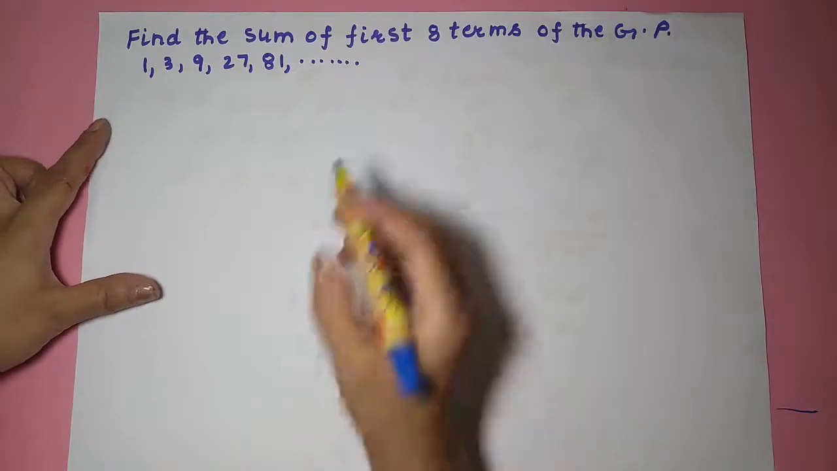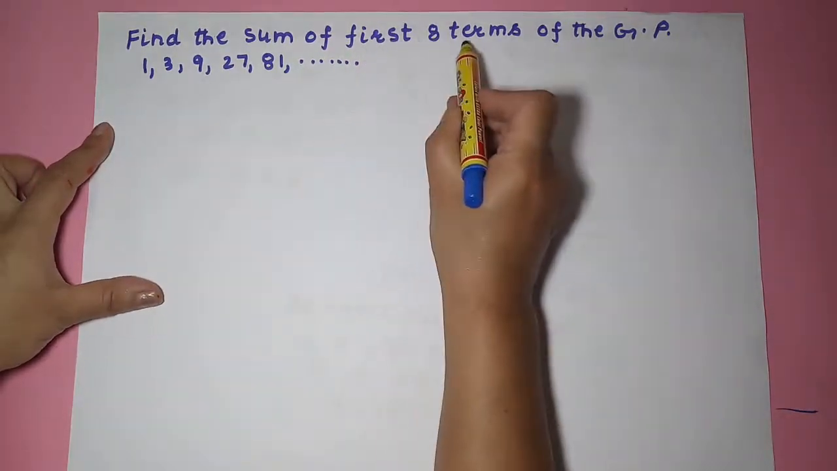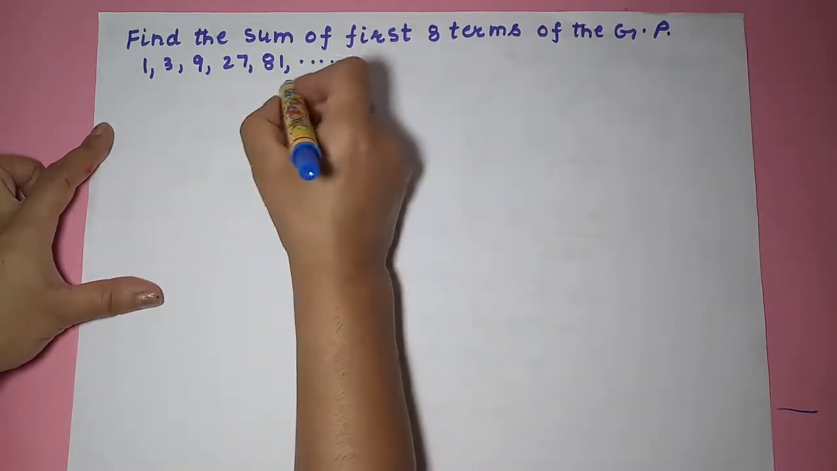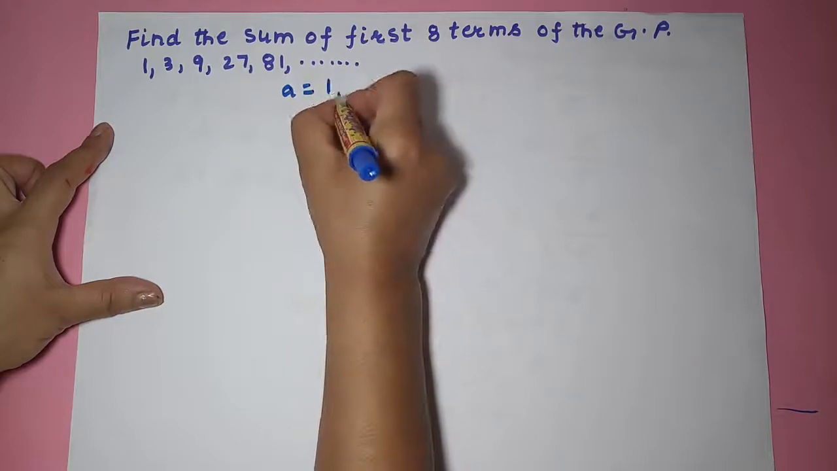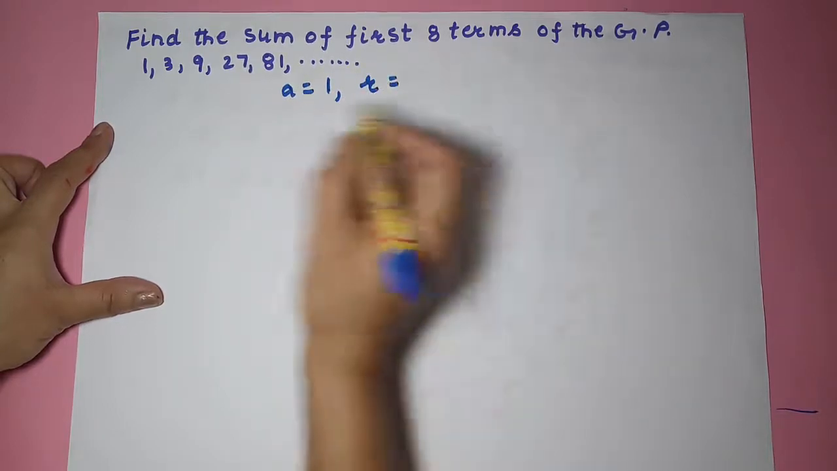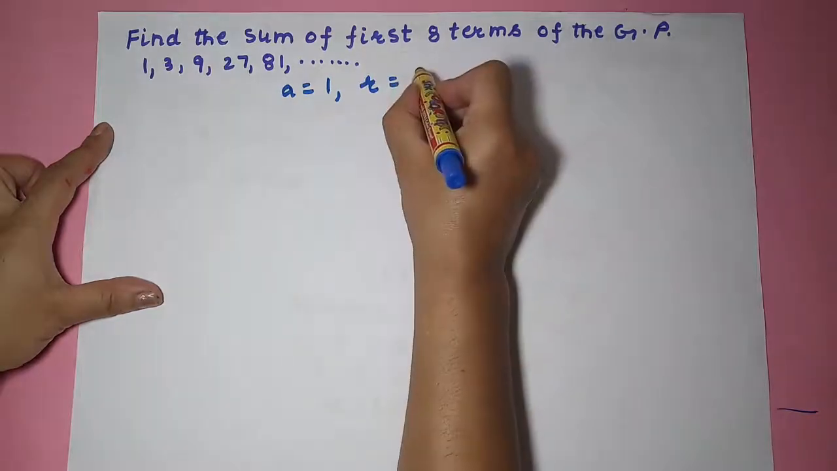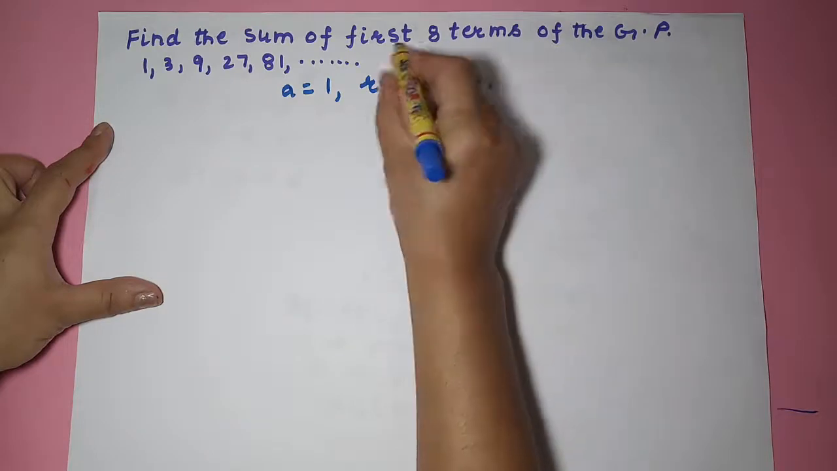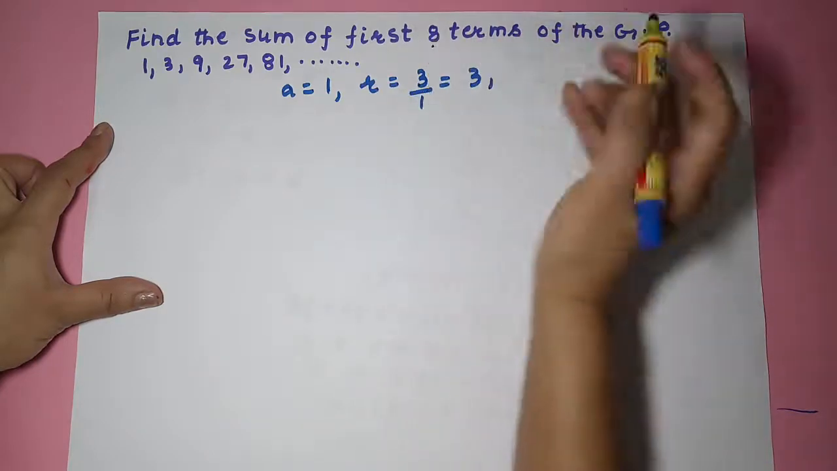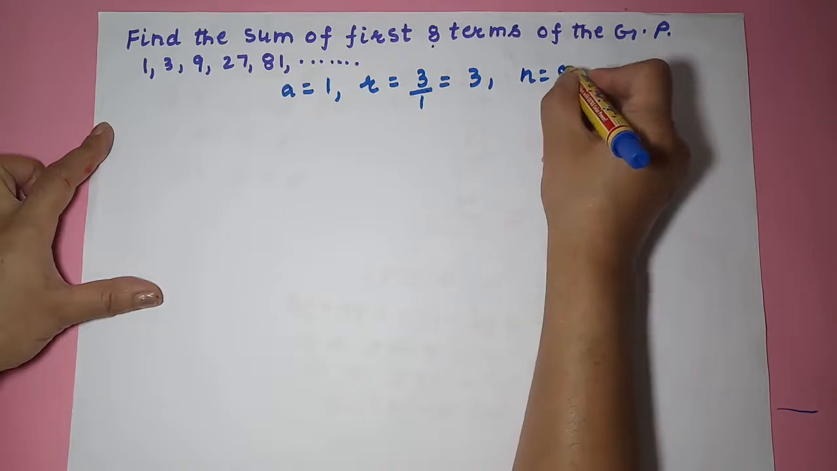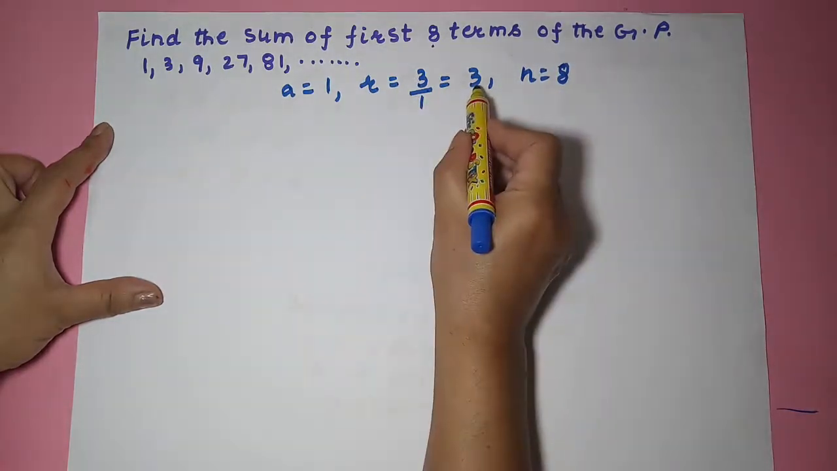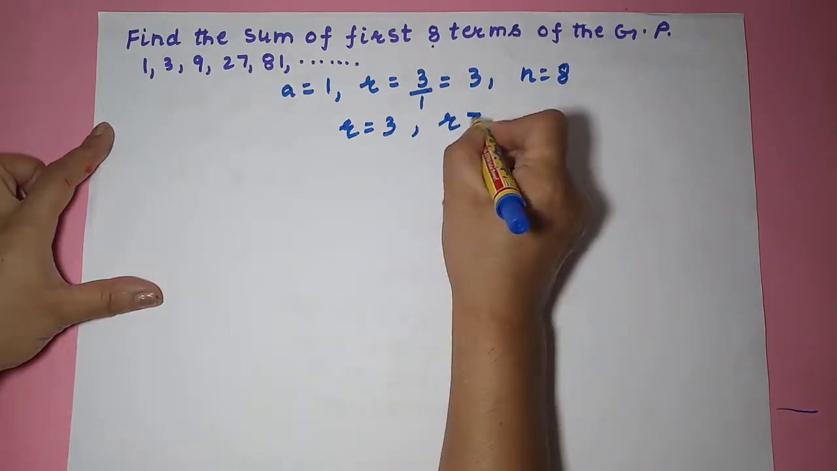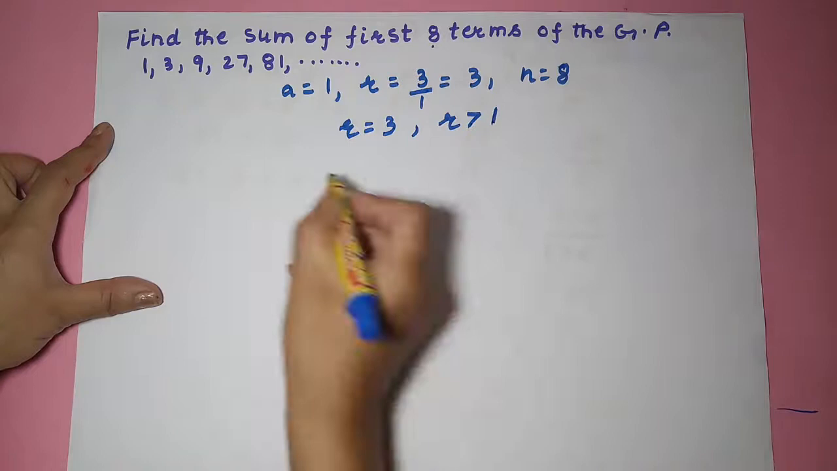Now, he wants us to find the sum of the first 8 terms of the GP. The series is given here. So what is my A? A is 1. What is my R here? R is T2 upon T1, that is 3 upon 1, which is 3. And I have to calculate the sum of the first 8 terms, so n is equal to 8. Now let me check what my R is. R is 3, so R is greater than 1. So which formula will I use for calculating the sum?